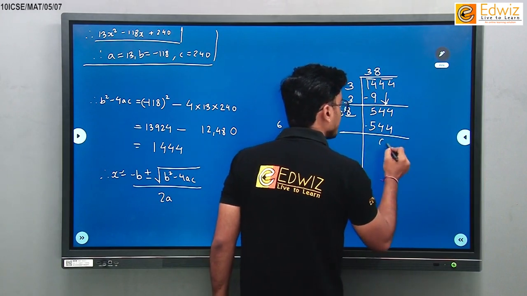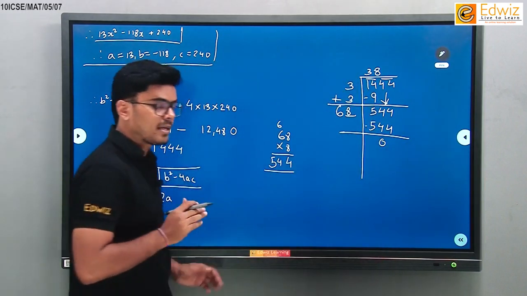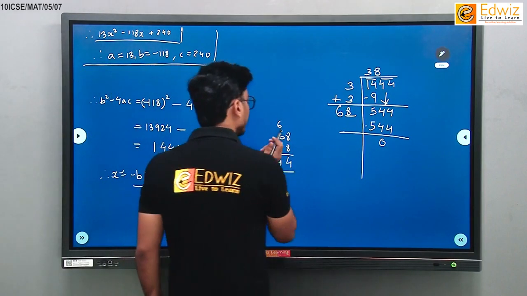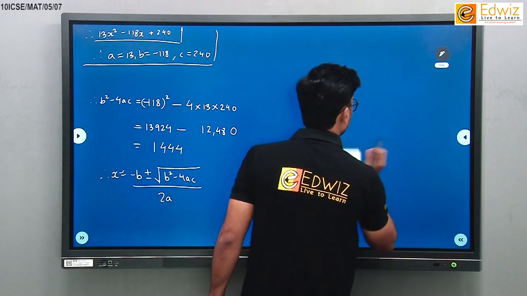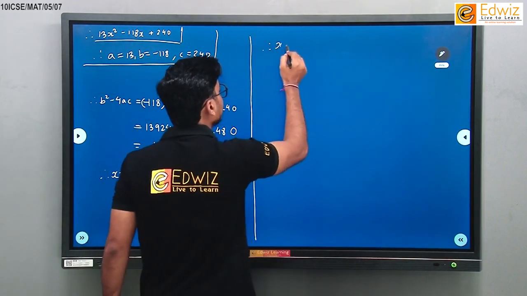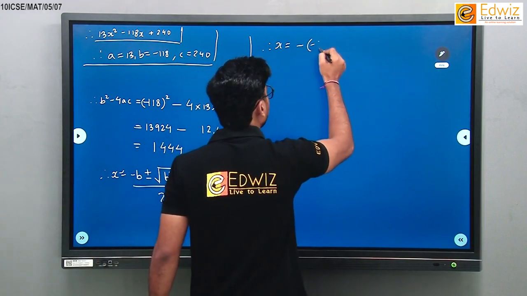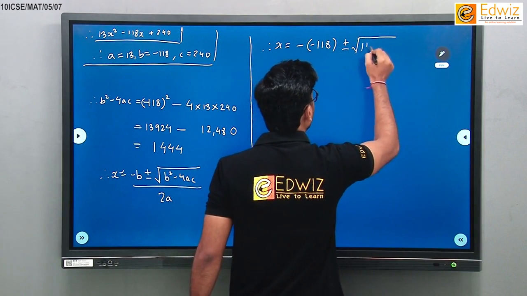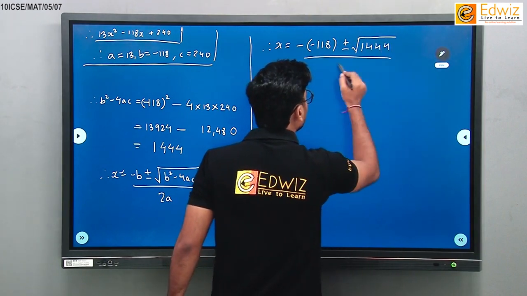The answer of this square root is 38. So let us remember that the square root of 1444 is nothing but 38. We will use that further in the calculation. So the value of x that we have is finally minus of minus 118, the value of b, plus or minus square root of 1444 divided by 2a.